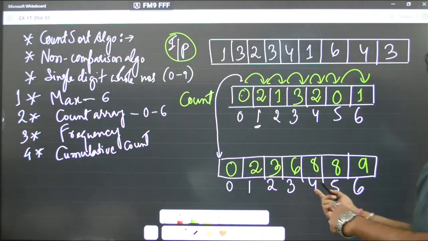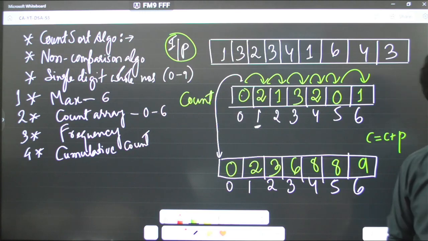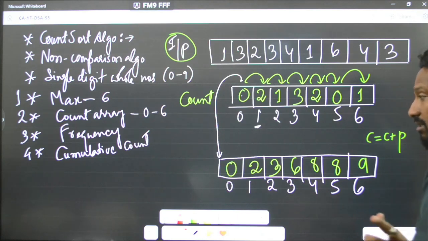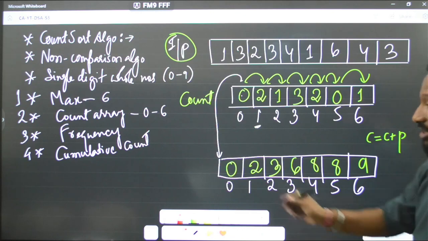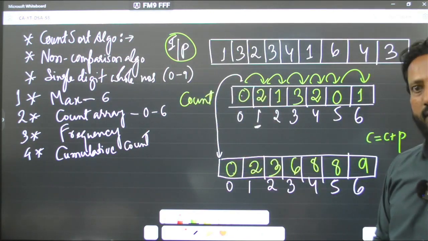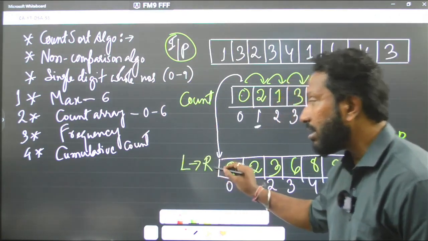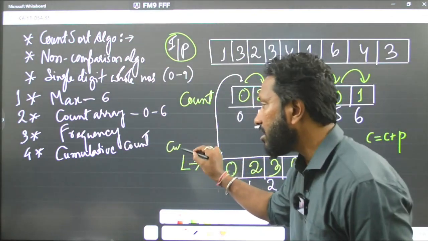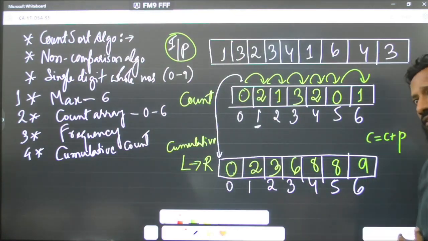See, cumulative count, very simple formula: current equals current plus previous. Hope you have understood this. Got it? No doubts, I guess. Current equals current plus previous. For the first one, there is no previous. So, just put it here directly. Make sense? Okay. And you are doing the calculation left to right. Left to right. This is your cumulative count. Make sense?